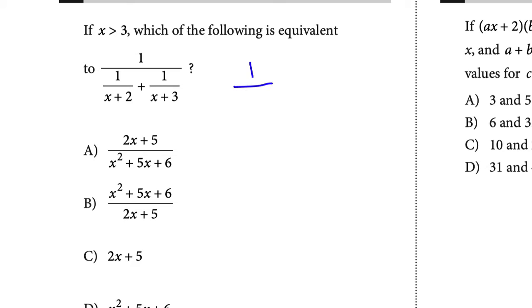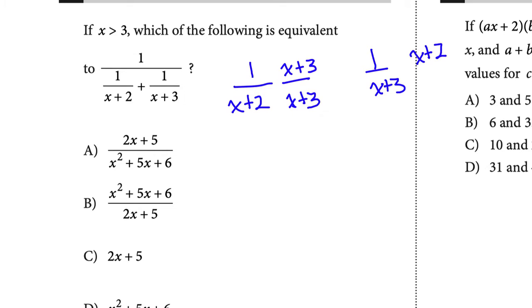If I have 1 over x plus 2, it's missing an x plus 3, so I can multiply the top and bottom by x plus 3. 1 over x plus 3 is missing x plus 2, so I can multiply by x plus 2 on the top and the bottom. Again, I'm ignoring the top here. I'm only dealing with the denominator.